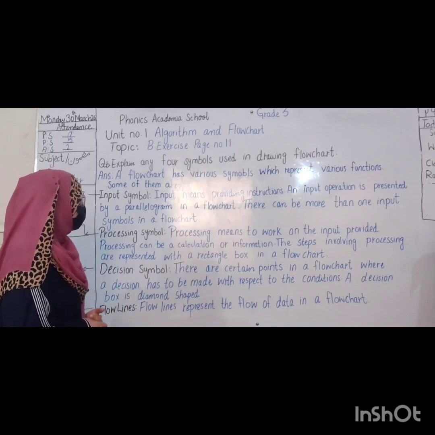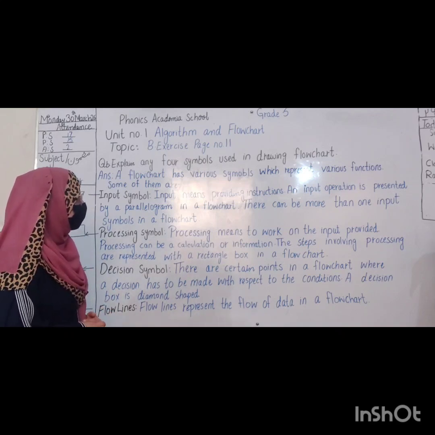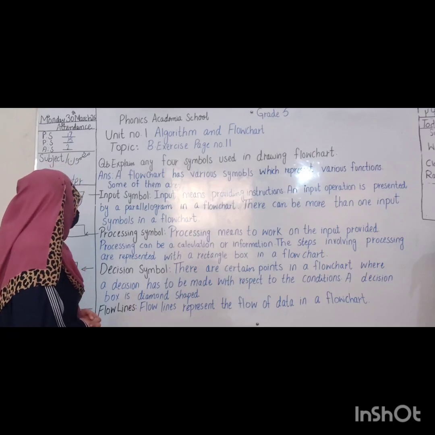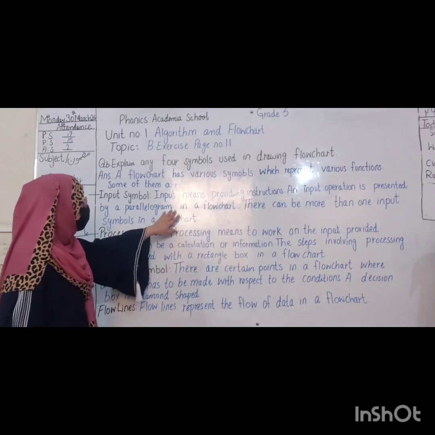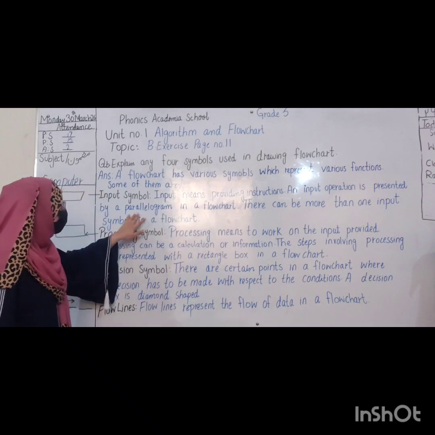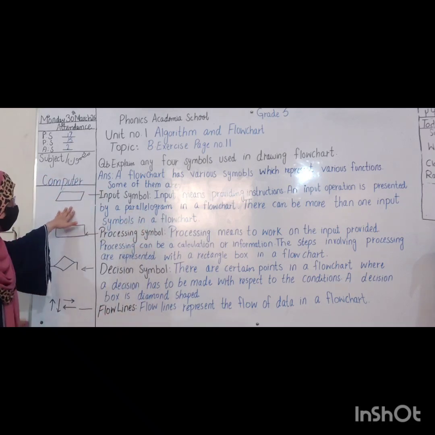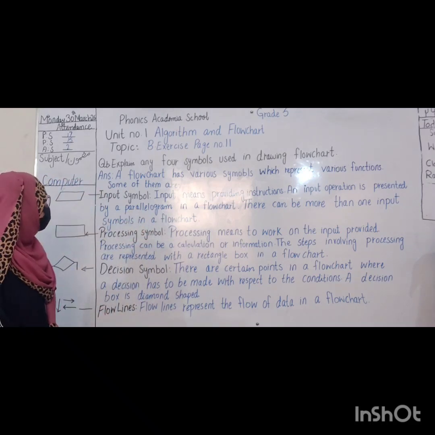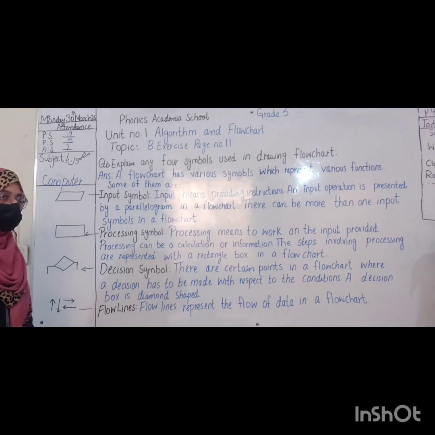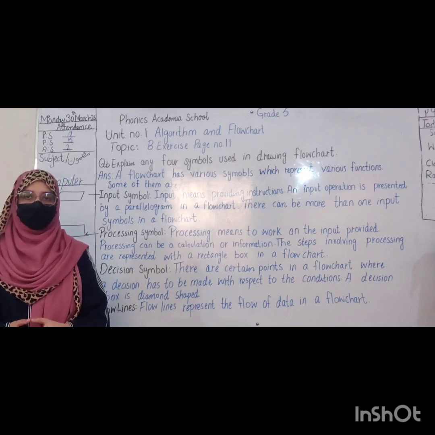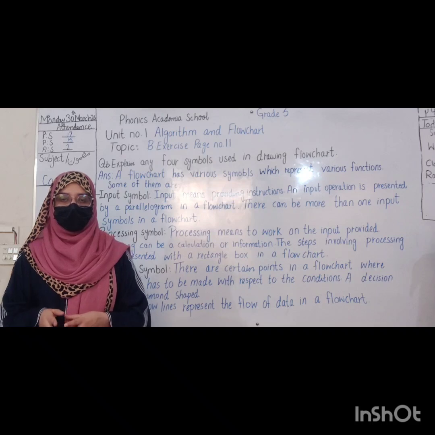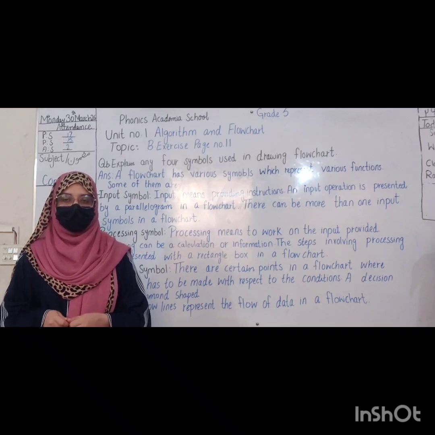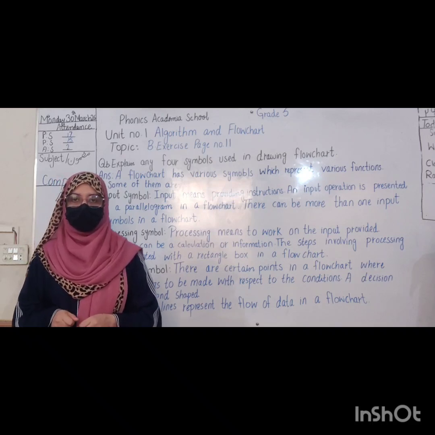Input का मतलब है instructions देना, and the input operation is represented by a parallelogram in a flowchart. अगर हमने flowchart में input देना है तो हम parallelogram use करेंगे जो कि ये शेप होती है. There can be more than one input symbol in a flowchart. एक flowchart में हम 2 या 2 से ज़्यादा इनपुट दे सकते हैं. For example, if we are adding 2 numbers, then this is 1 input, but if we want an average of these 2 numbers, then this is the second input.